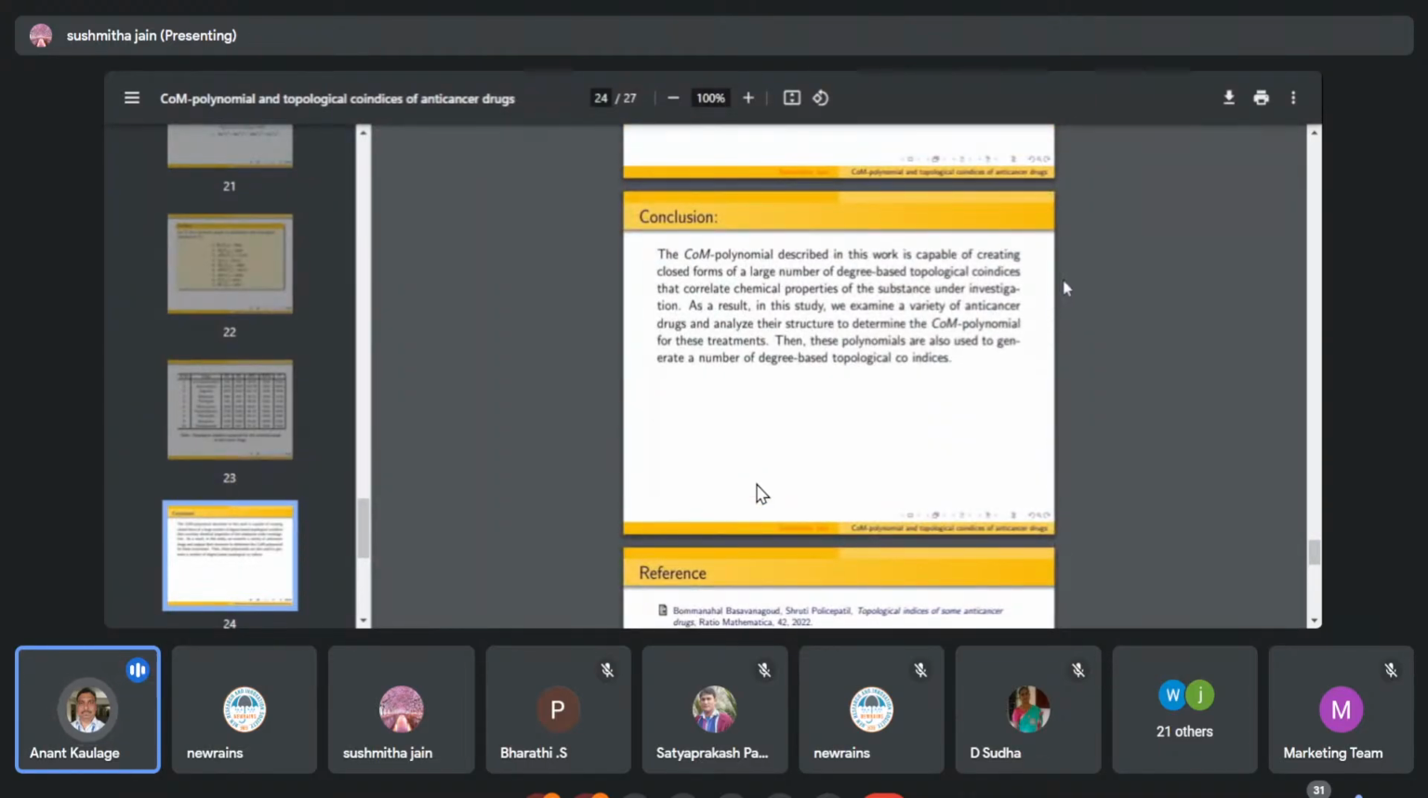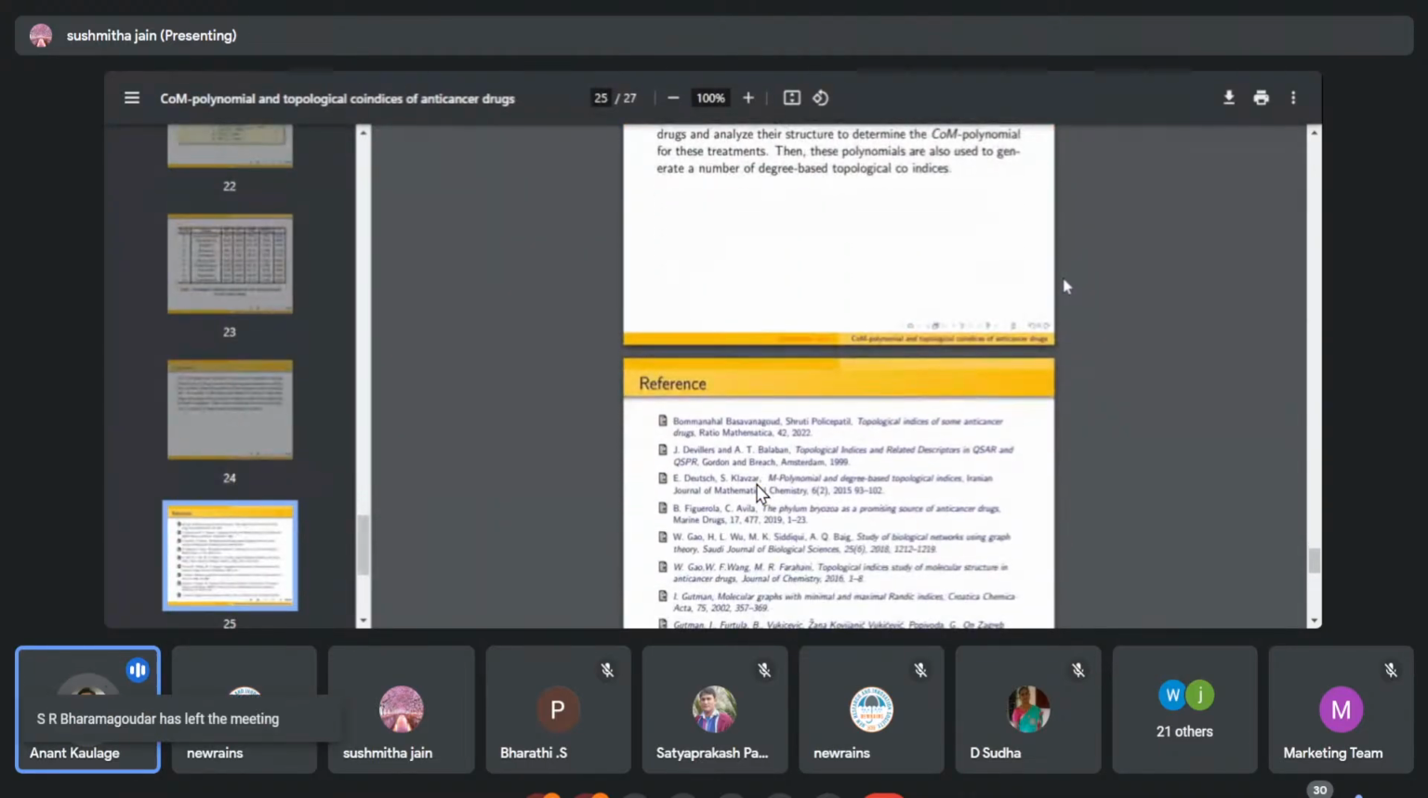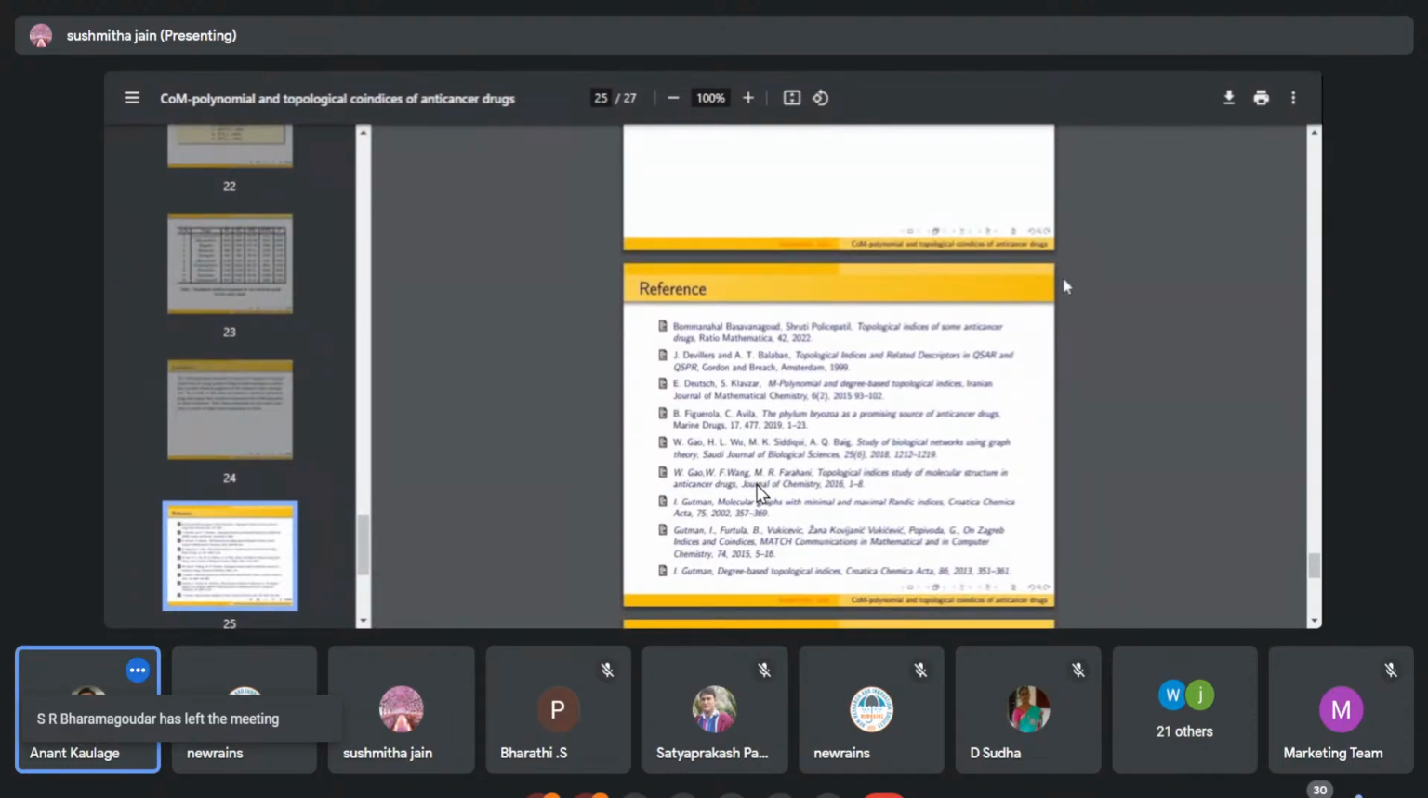Yes, Susmita. So you have done this for all the polynomial, right? So nothing is to do with non-polynomial? Which polynomial, sir? Non-polynomial. No, sir. We have only applied polynomial. Yeah, okay. M-polynomial. Only for the polynomial you are working.